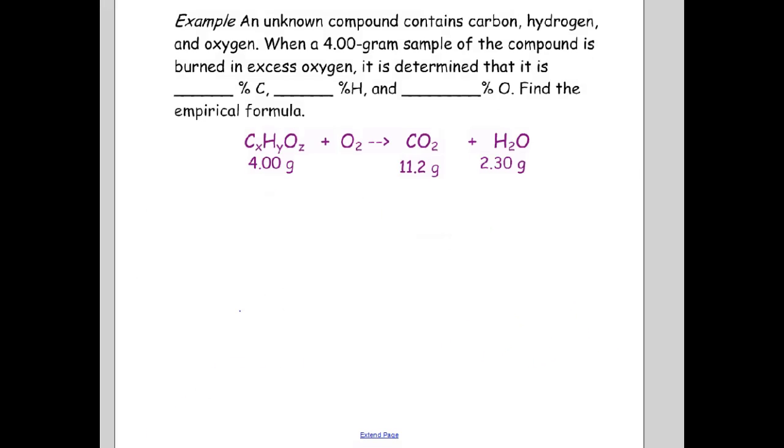So let's try that with this problem. We now know the percents of carbon, hydrogen, and oxygen. So pause the video, and when you're ready and you think you have the empirical formula, we'll take a look at it. Okay, you ready to go through it?